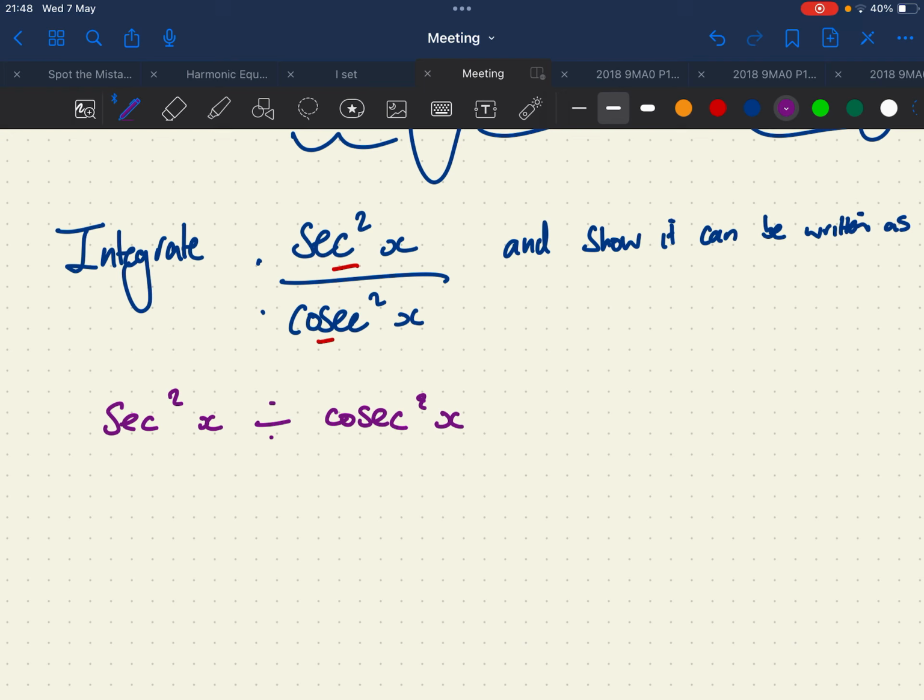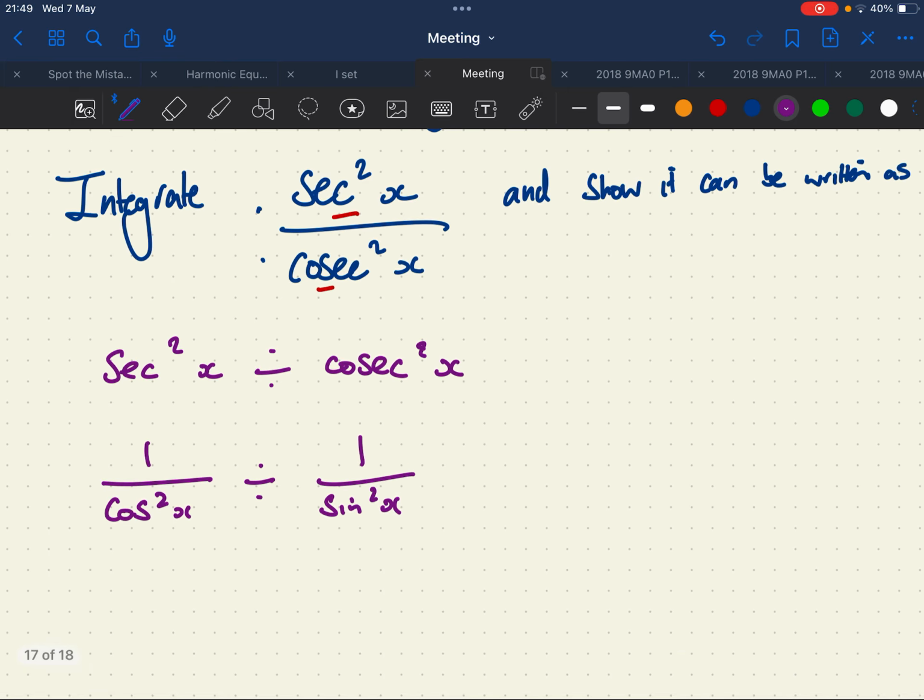And now I'm going to write this as 1 over cos squared x. I'm just going to double check I'm happy with that. Yes. I'm going to keep the division for now, and then this is 1 over sine squared x. The next thing I'm going to do is think about multiplying fractions. So I'm going to multiply instead by the reciprocal. So that's sine squared x, isn't it? Which means that this whole thing here becomes sine squared x over cos squared.